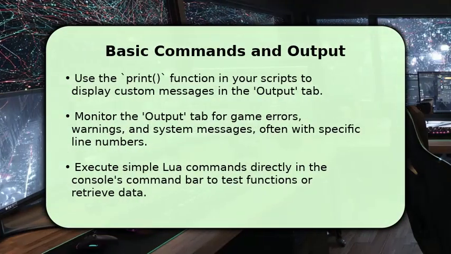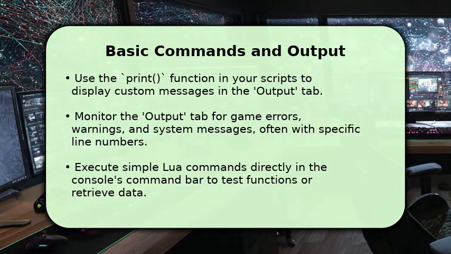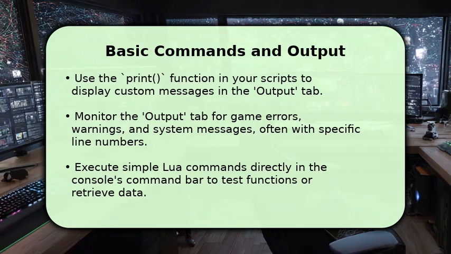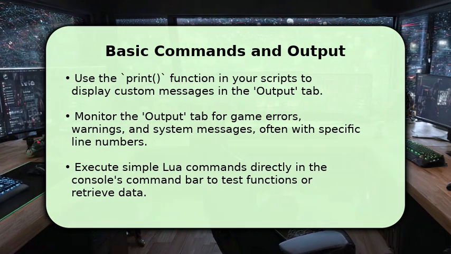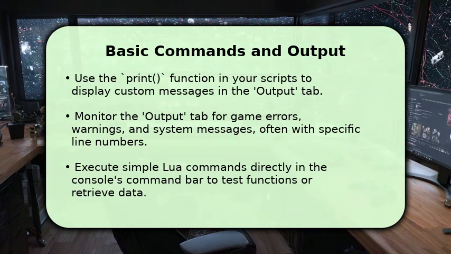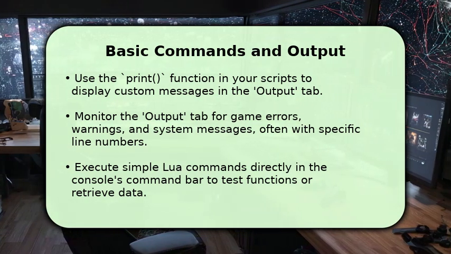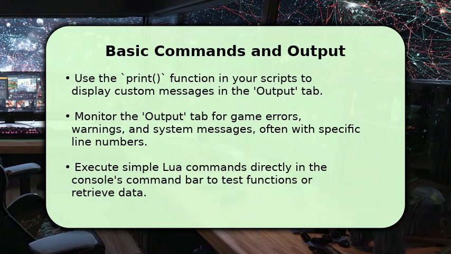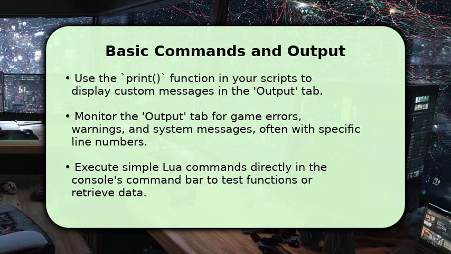Once the console is open, you'll see various tabs. The Output tab is crucial for debugging. You can use the print function in your scripts to display messages here, helping you track variable values or execution flow. Any errors or warnings from your game will also appear, often with line numbers, making it much easier to pinpoint and fix problems efficiently.